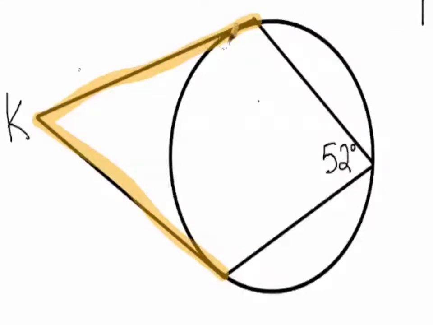A tangent only hits a circle in one point. So this line right here only hits the circle at this point here, and this line right here only hits the circle at this point right here. So a tangent is something that only hits a circle at one point. And this whole thing that I just highlighted is the tangent-tangent angle. And we're trying to figure out the measure of that angle based on the inscribed angle.